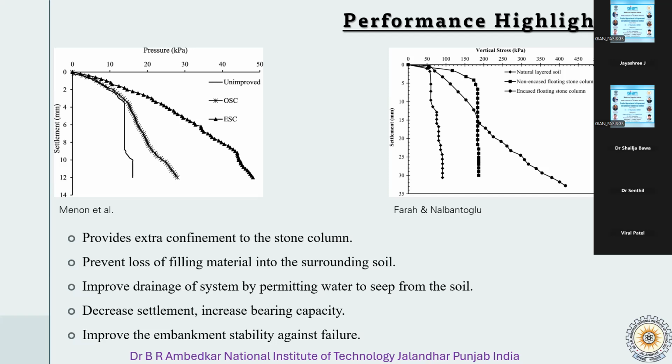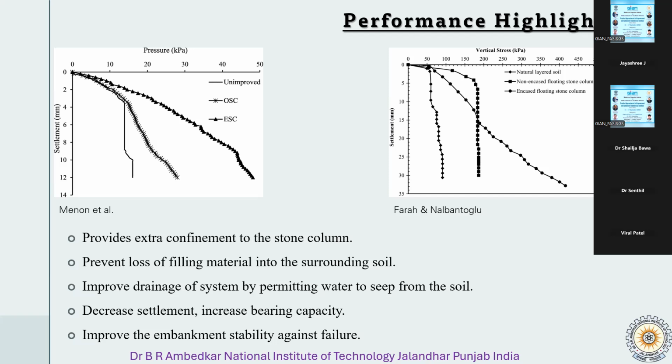So firstly, what is happening there? That encasement is providing additional lateral confinement to the stone column, and this improves its strength. It helps resist deformation, especially under high loads, or when the soil is very weak in both the cases.